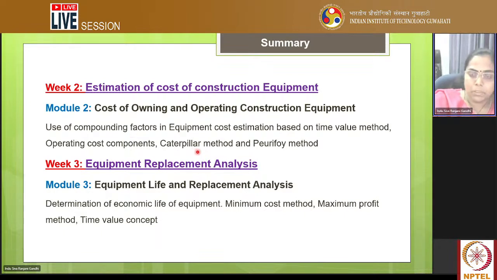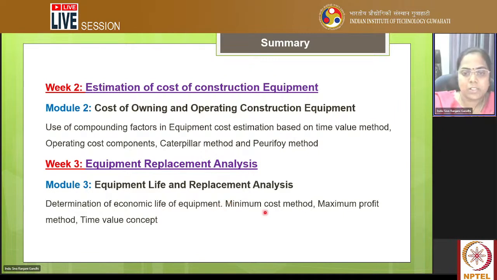The Caterpillar method and the Purifier method, all these things we have discussed in detail. Next important decision which you need to make is when to replace the machine. Just because your equipment is playing its role in your project site, we cannot just cling on to the same old equipment, because there may be several options available in the market with better productivity and lower operating and maintenance cost. So we should find the optimum replacement time to replace your old machine with a new machine. The old machine we call the Defender, and the new machine we call the Challenger.